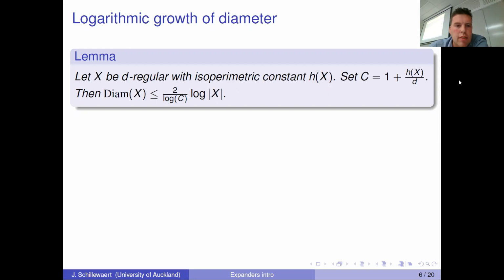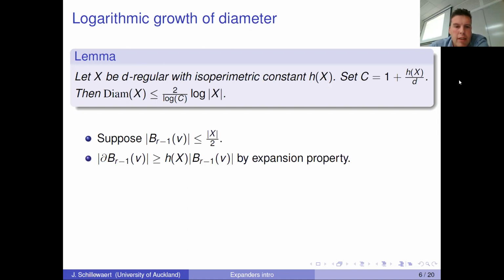How do you prove that? Hands-on. Suppose that I look at a vertex v, and I look at the ball of radius r-1 around v. That means all vertices which are at distance at most r-1 from v. And suppose that this ball has at most half of the elements of X. Okay.